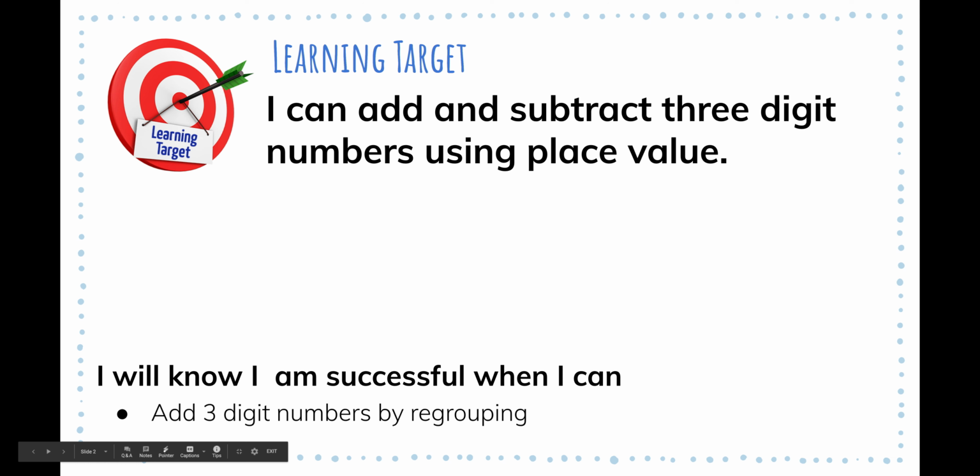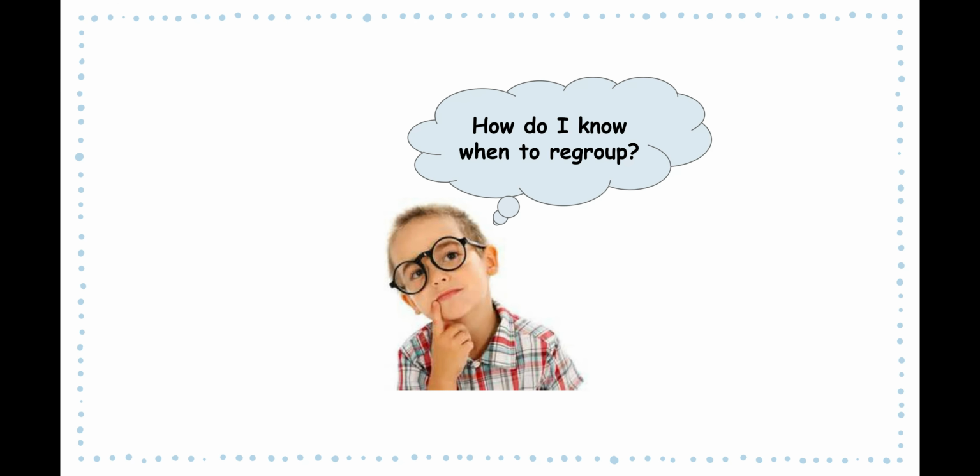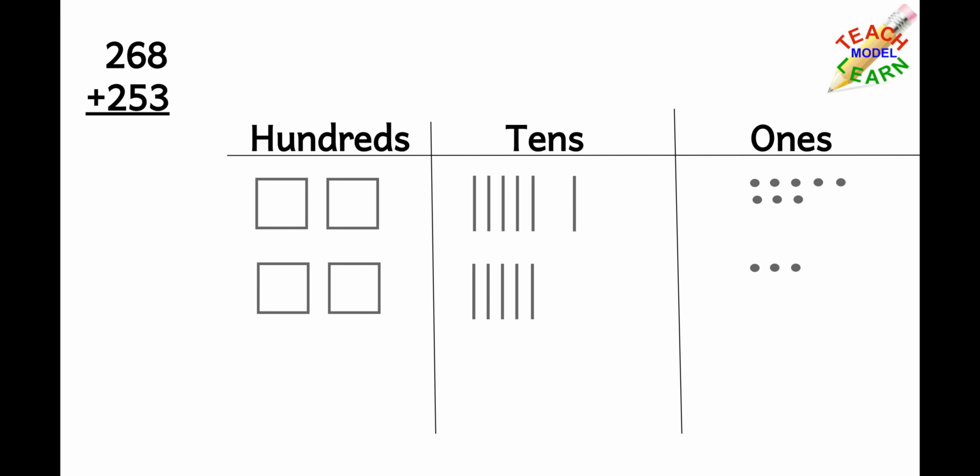This unit, our learning target is I can add and subtract three-digit numbers by using place value. Today, we're going to focus on adding three-digit numbers. Your success criteria is I will know I'm successful when I can add three-digit numbers by regrouping. Think about this question. How do I know when to regroup?